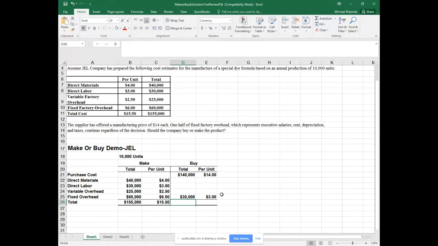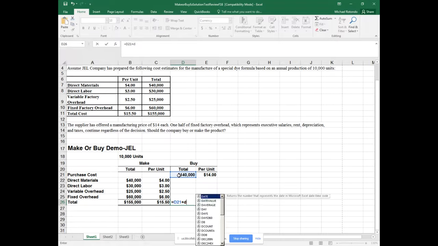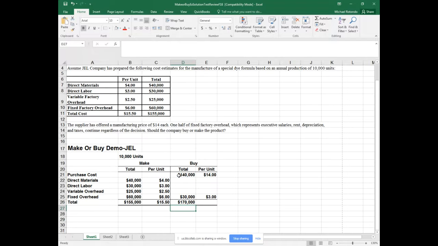So if we decide to outsource or buy, it's actually going to cost us $170,000. Or $17 per unit, right? So it doesn't really make sense to outsource it. Okay? So making the product will be $1.50 per unit cheaper, at least under these circumstances.